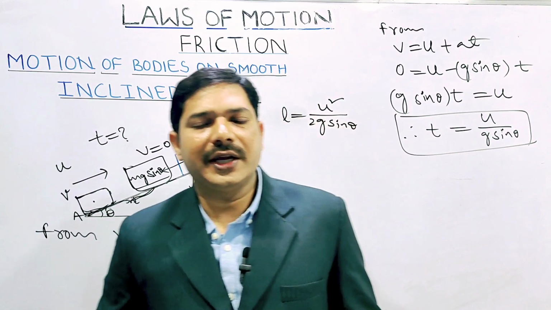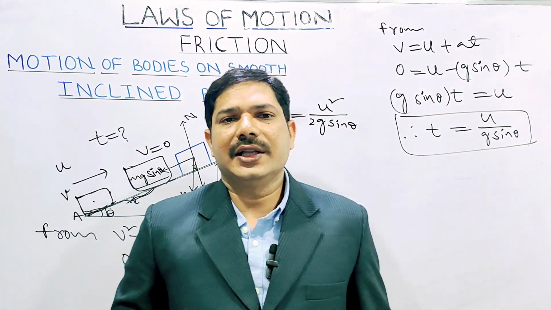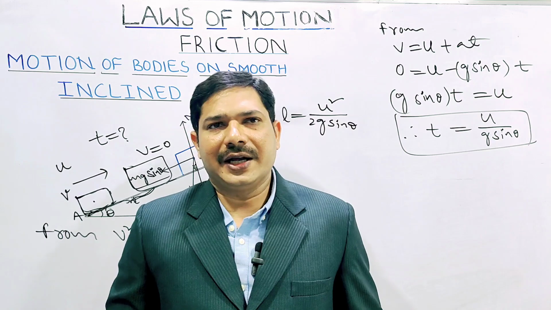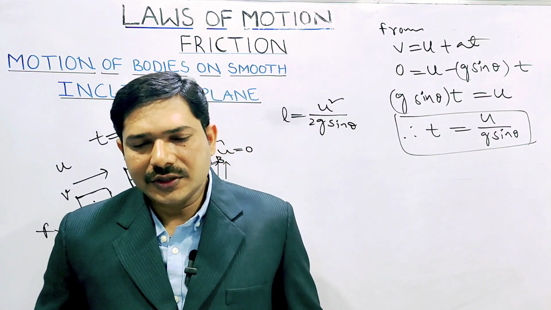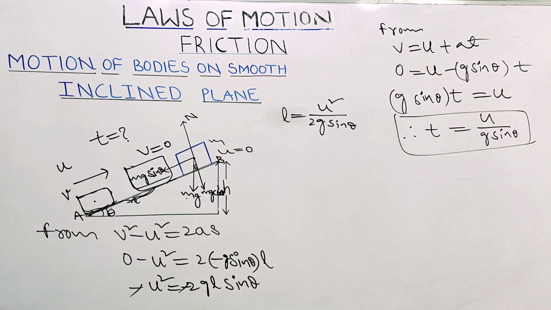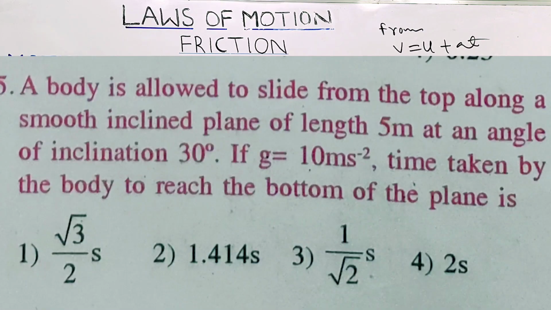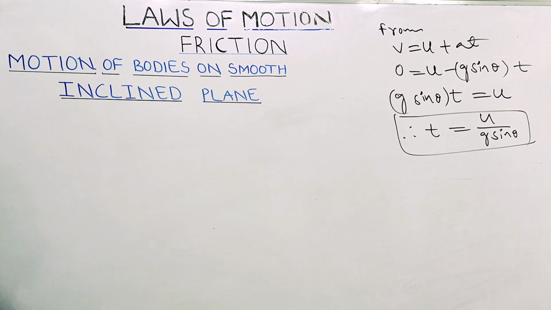So these are the smooth inclined plane topics. At the same time, the rough inclined plane is also there. Based on this smooth inclined plane, I'll give one question to check how they'll ask. The question is, a body is allowed to slide from the top along a smooth inclined plane of length 5 meters at an angle of inclination 30 degrees. If g equals 10 meter per second square, the time taken by the body to reach the bottom of the plane is. They are saying smooth inclined plane, and asking how much time it will take to reach the bottom.